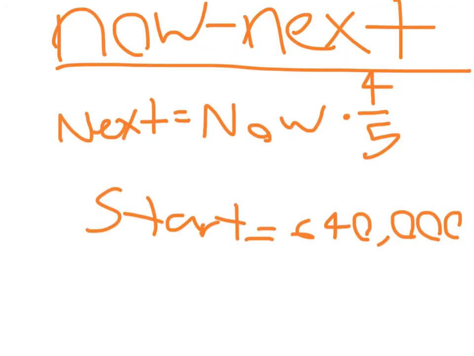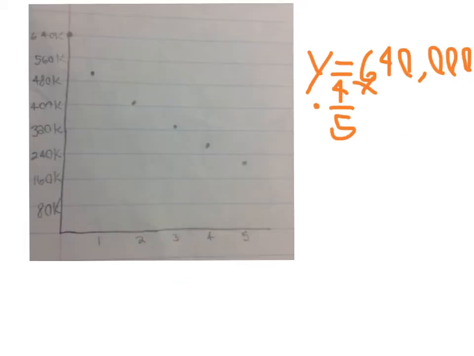So here we have the now next recursive rule. It is next equals now times 4/5, and then the start is 640,000. So here we have the explicit equation and the graph for this. There is a curve here. It's kind of hard to see, but yeah, it's a curve. And then the explicit equation is y equals 640,000 times 4/5 to the x.